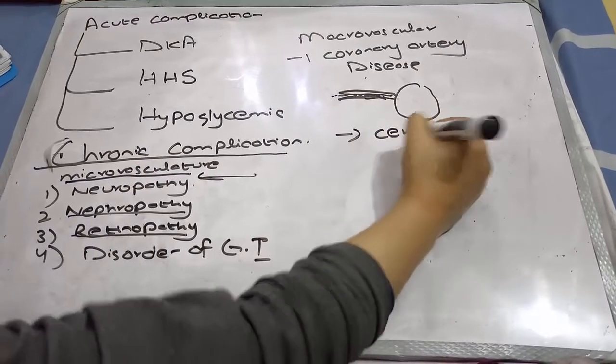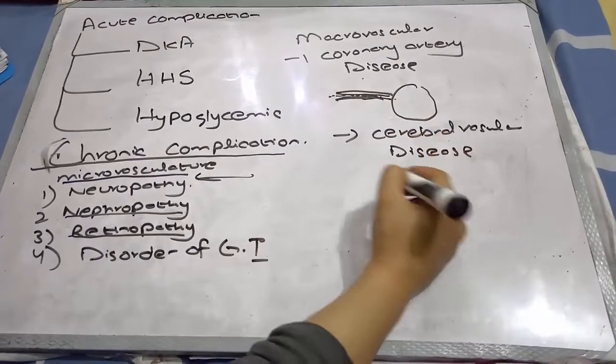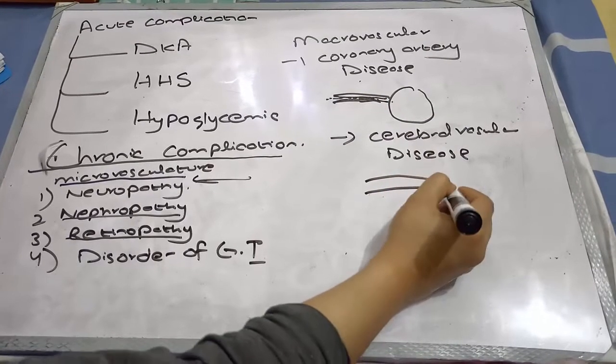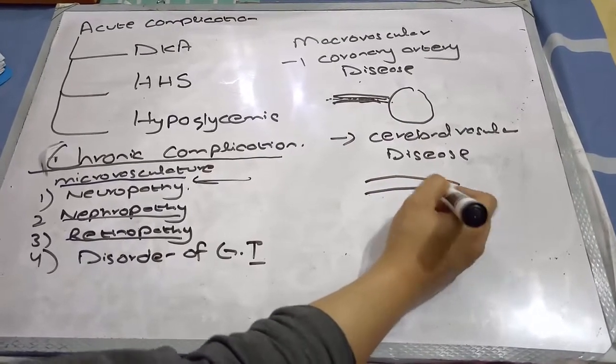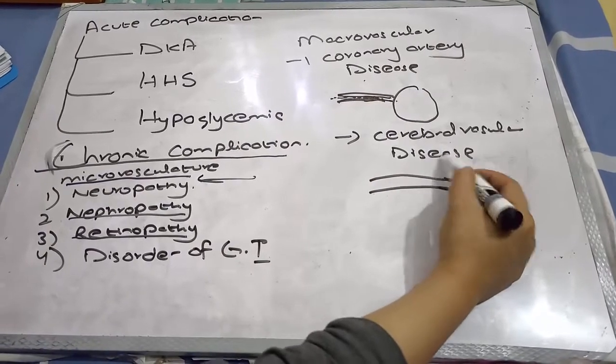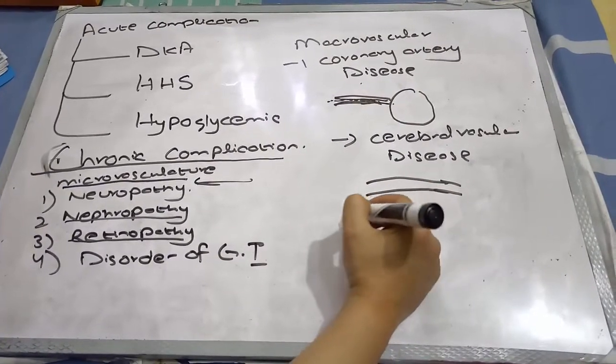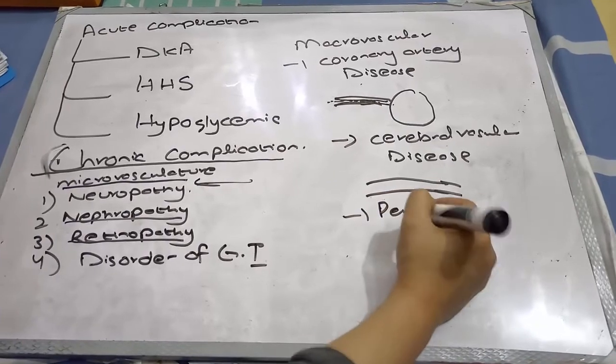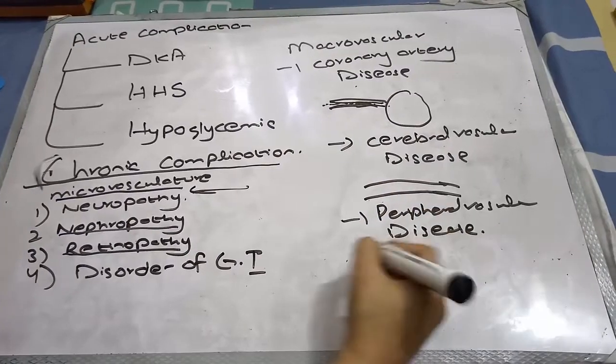Cerebrovascular disease: when sugar is deposited in the vessels leading to and supplying the brain, this will affect your brain functioning. So you will have cerebrovascular disease, and last but not least, peripheral vascular disease and foot ulcers.